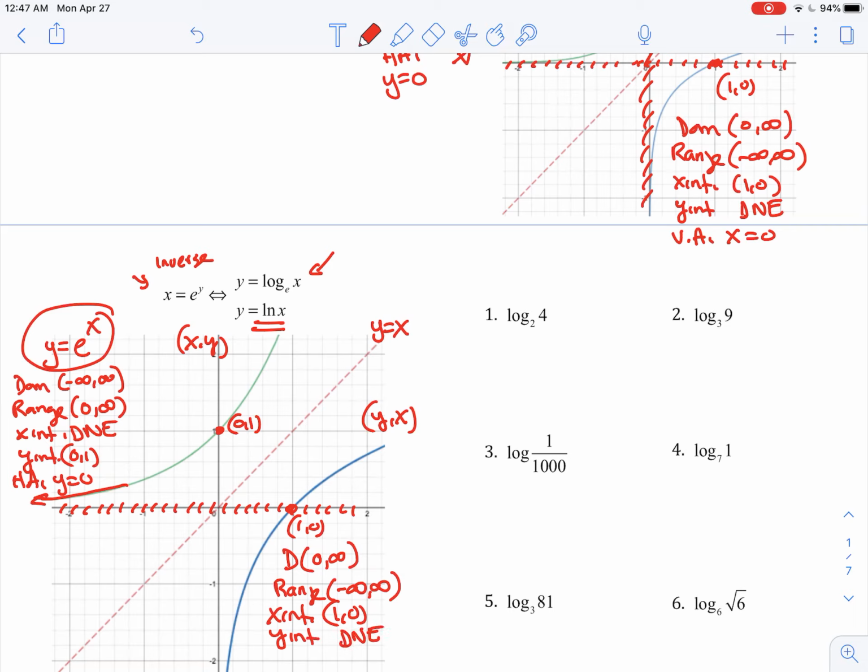The y-intercept does not exist. You will never cross that y-axis with your basic log graph. And you have that vertical asymptote at x equal to 0, that y-axis. That log graph is getting closer and closer to that y-axis, but it is actually never crossing that y-axis.